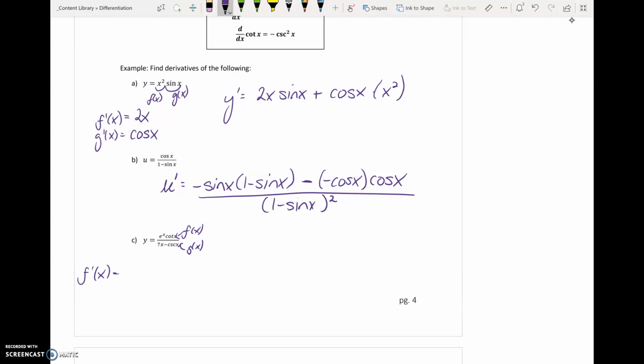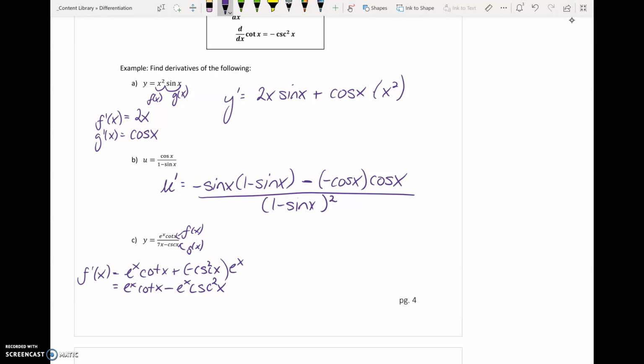The derivative of e to the x is e to the x, so it remains the same, plus the derivative of cot x, which is found over here, negative cosecant squared x, and then leave e to the x alone. I'm just going to rewrite this without that negative in there, with the plus and the negative in the brackets. So that looks a little nicer there.